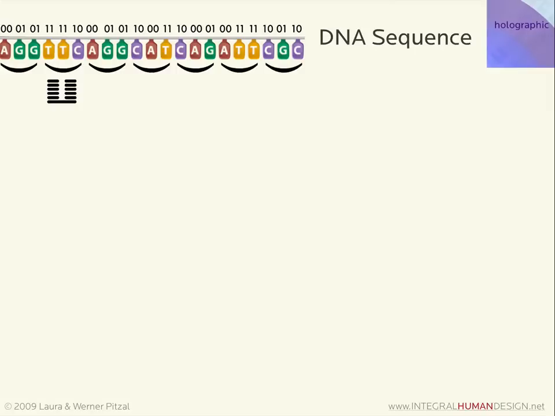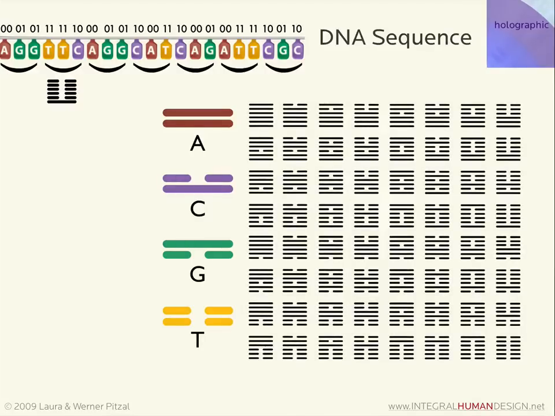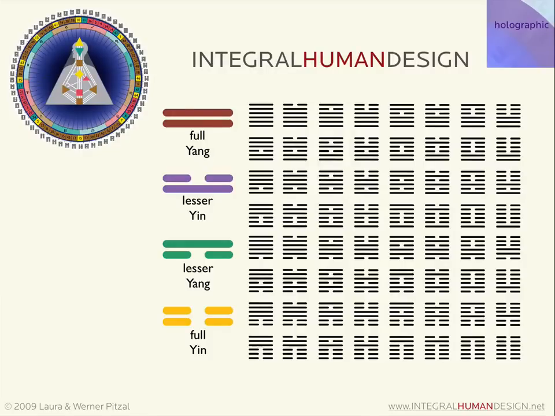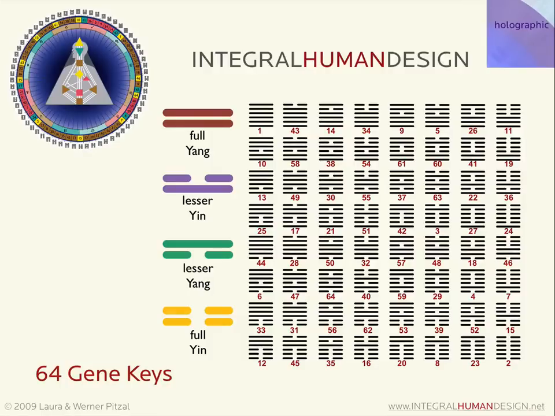So if we use the coding that's in there, if we draw it all on one page, we have these 64 possibilities, 64 codons made out of the 4 basic letters. And in Integral Human Design, we're using exactly the same code, which is the code of the 64 Gene Keys. The letters are called a little differently here, maybe yin and yang, but the main point is that we're talking about the code of life that is the same in every cell and in the cosmos, and has been discovered 5,000 years ago in the Chinese wheel of the I Ching.